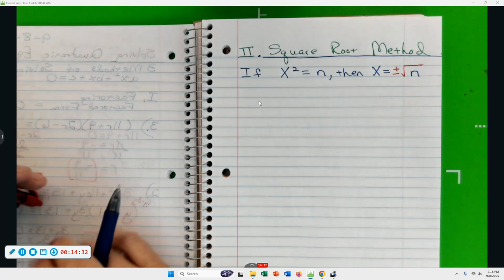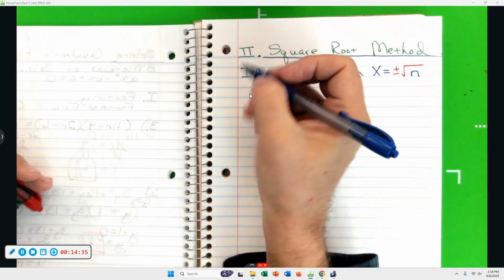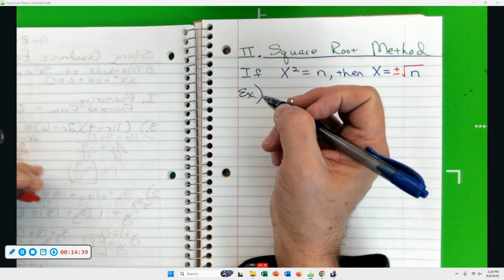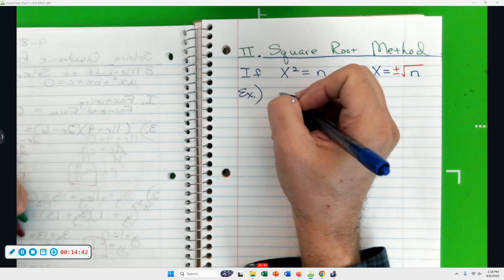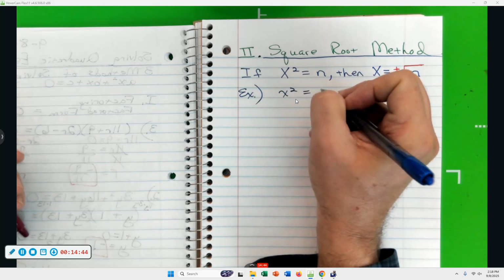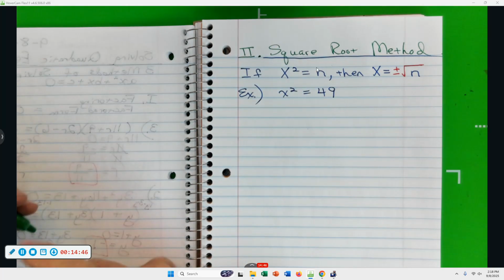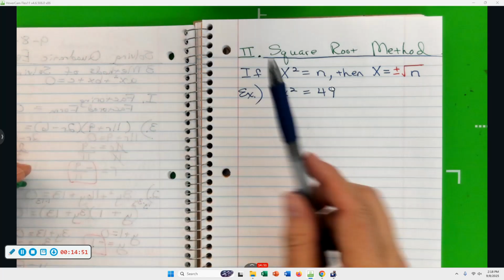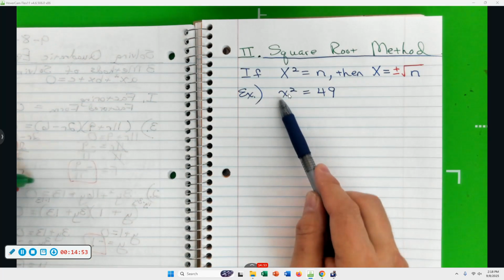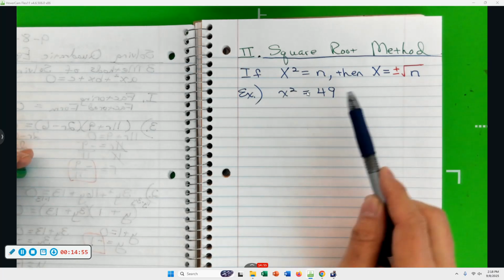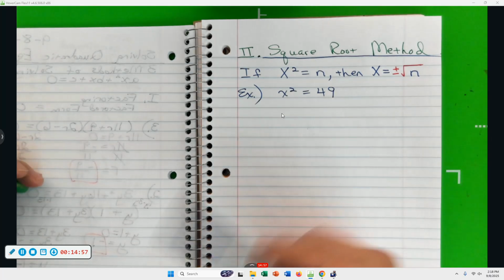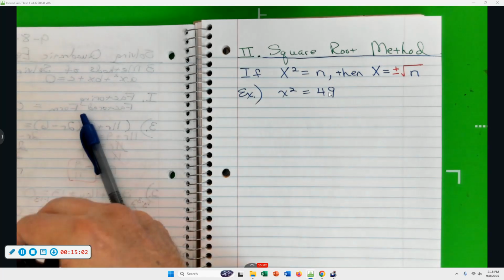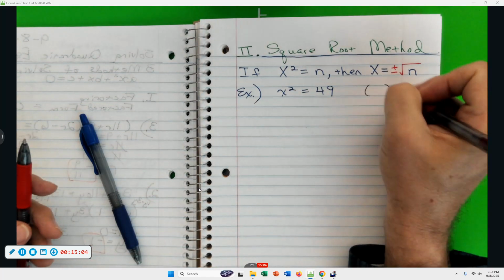X squared equals 49. You can help me figure this out. What numbers can you square to give yourself 49? 49 is a perfect square. What number squared gives you 49? There are two of them.